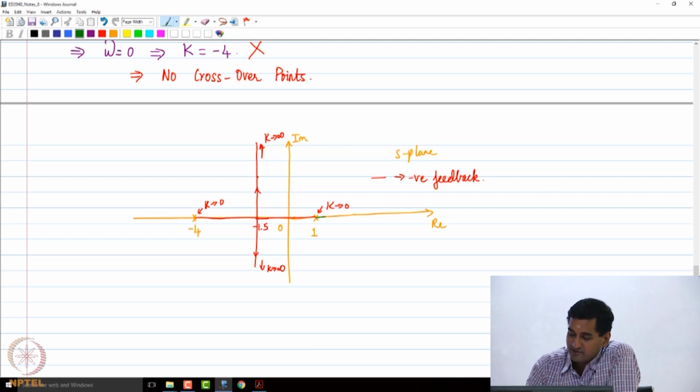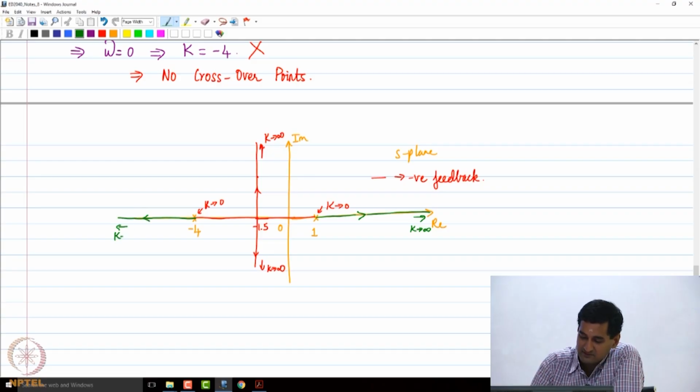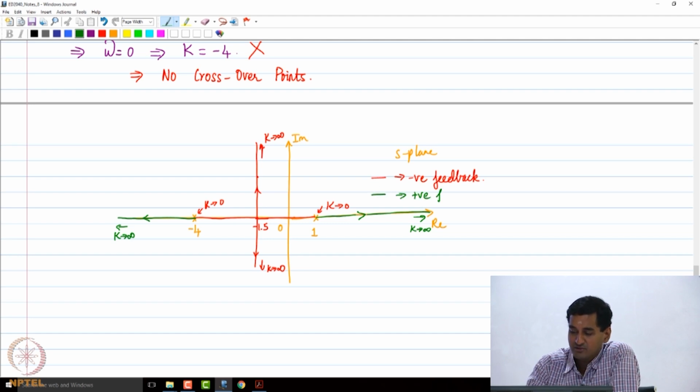Now, let us look at what happens with positive feedback, based on the root locus construction that we did. We can immediately see that with positive feedback, I have one branch which starts from +1 and goes along the positive real axis as k tends to infinity. Another branch starts at -4 and goes along the negative real axis as k tends to infinity. So, the green line indicates the root locus with positive feedback.